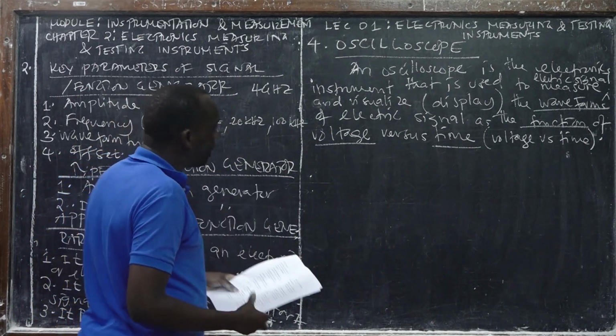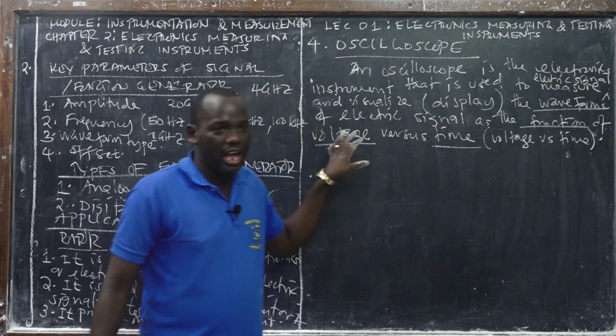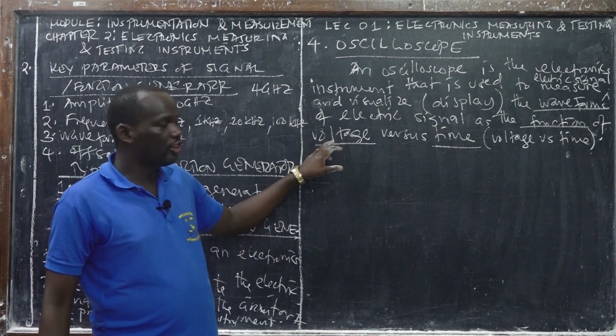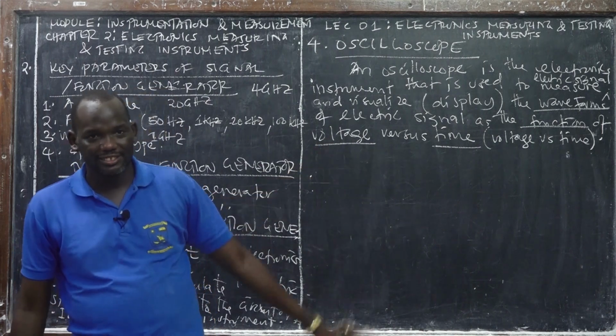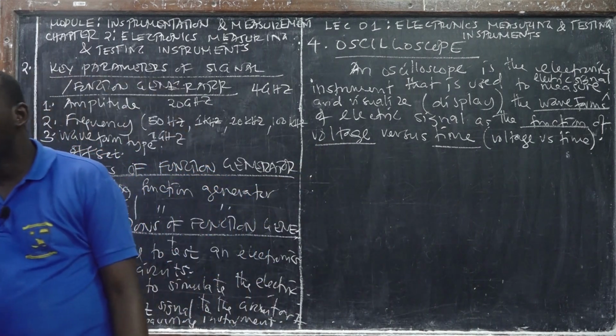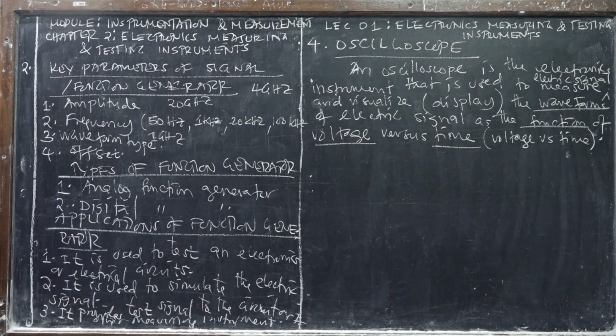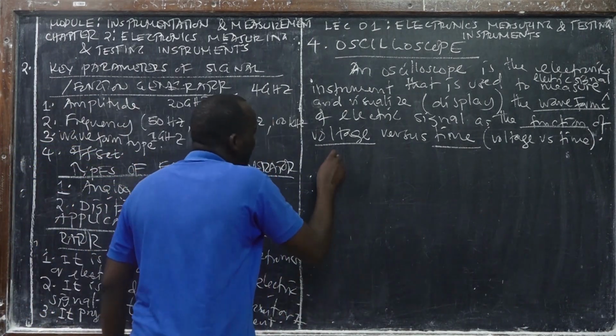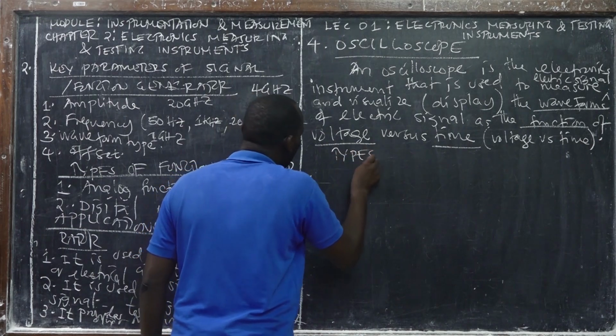So it means, what do you think? If you say voltage versus time, stop writing. Will voltage be on the x-axis or y-axis? And will time be on the x-axis or y-axis? X-axis. Very good. That's very important. Then, how many types of oscilloscope do you think there are?